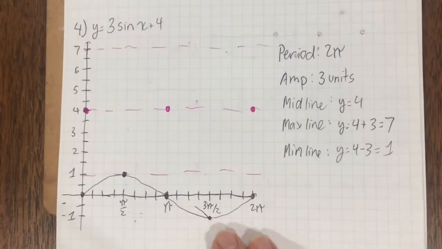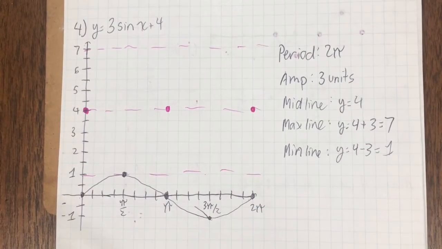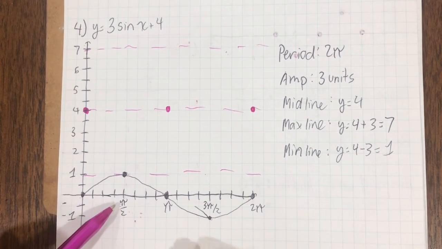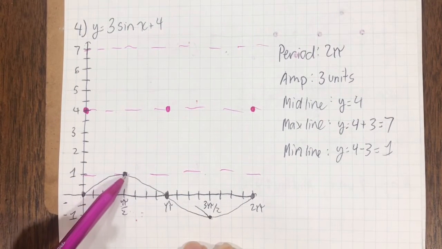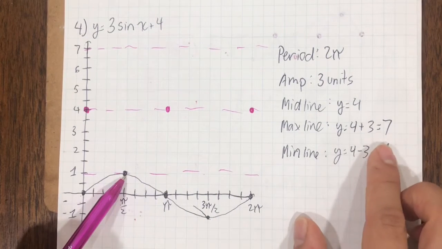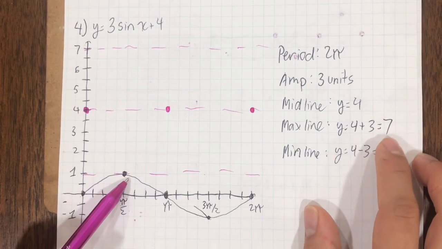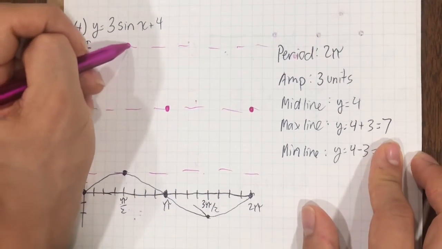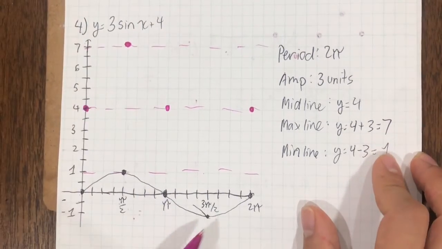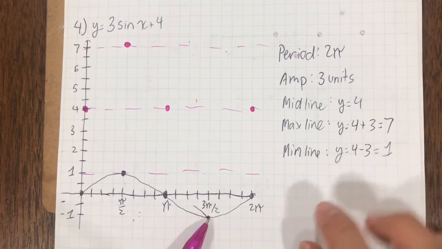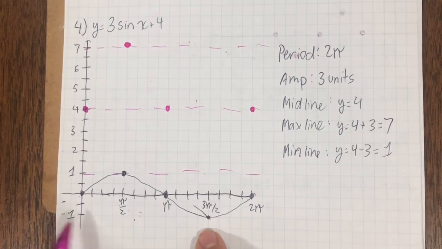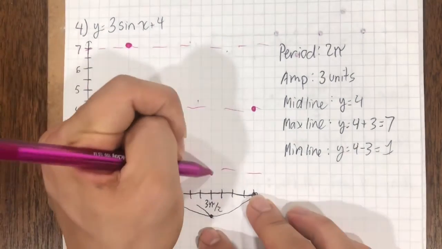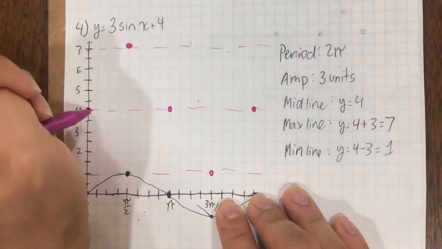All right, so we have all the points for the midline, and then let's take a look at the max. I only have one max, which is pi over 2. Originally the max for the original graph was 1, but now the new maximum output is 7. So it's going to be (pi over 2, 7). And we have (3 pi over 2, -1). And -1 was the original minimum, and my new minimum is +1. All right. Now I'm going to connect my points.